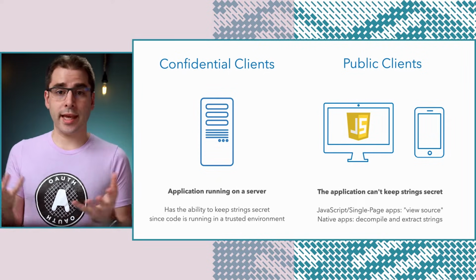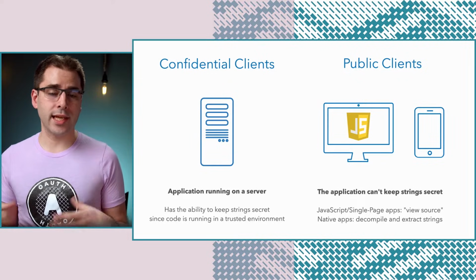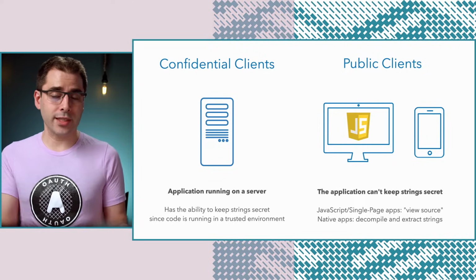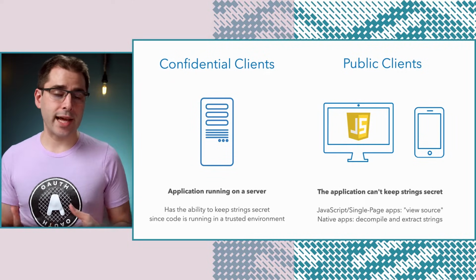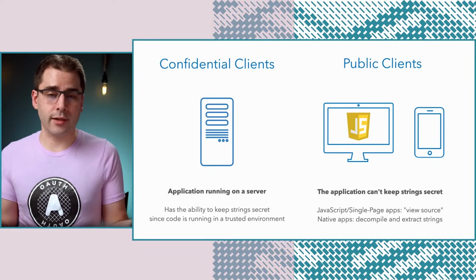Whereas public clients can't do that. For example, a JavaScript app, there is no way to put in an API key or any form of credential into a JavaScript app and have it remain secret. As soon as a user downloads that app, runs it in their browser, they could just view source and poke around and see anything you put into it.